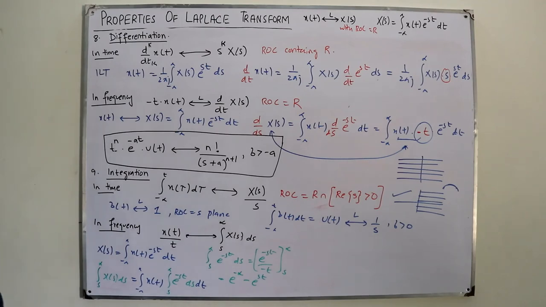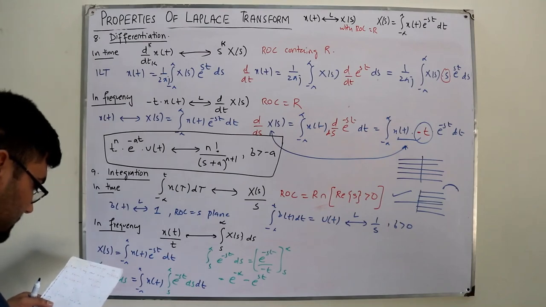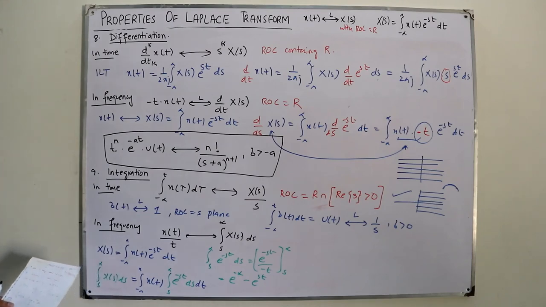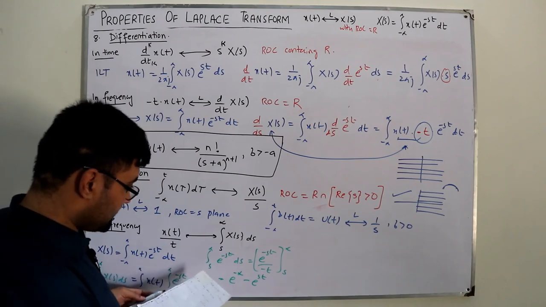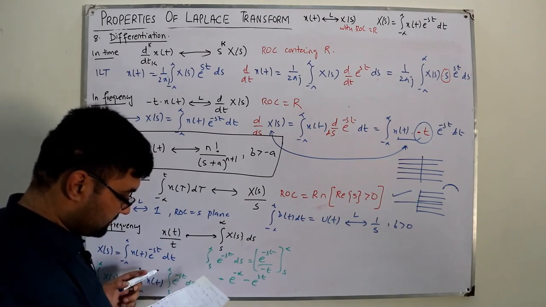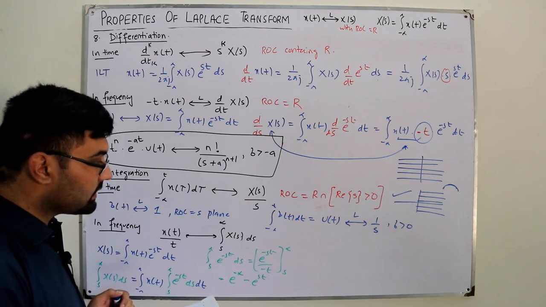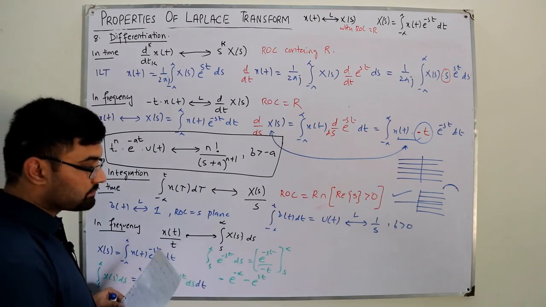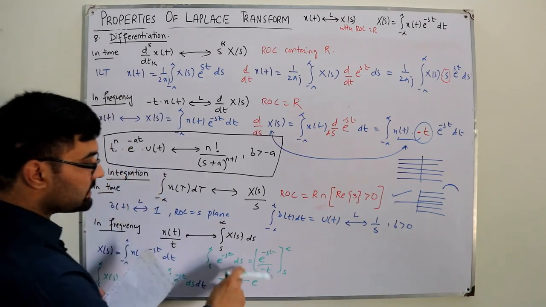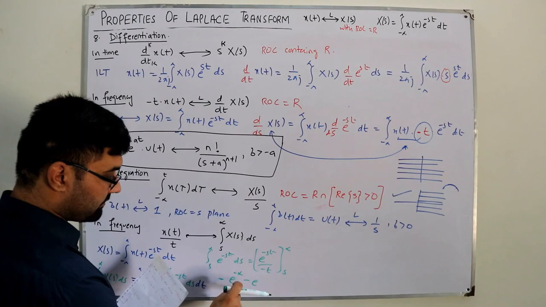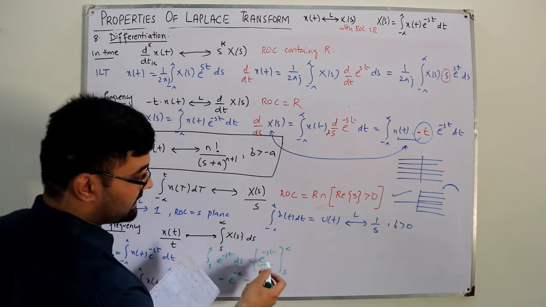Isn't it like this? Let me check first. Where have I written this? So this is an exponential of s to infinity, right? No, I'm having some mistake. And the mistake is that I have to put the value of s, not of t. These are the limits with respect to s, right? So you put s equal to negative infinity over here. So you should get a positive infinity. So anyway, this is fine.